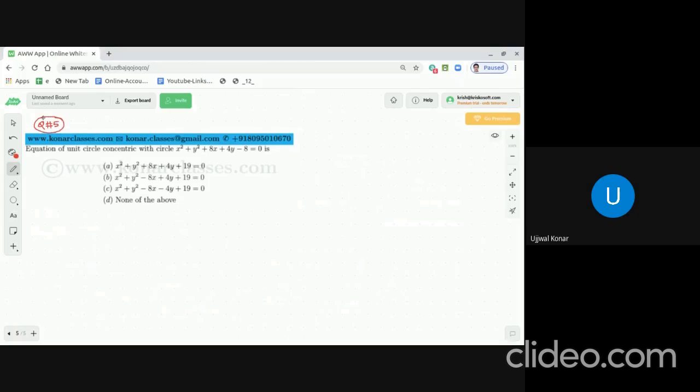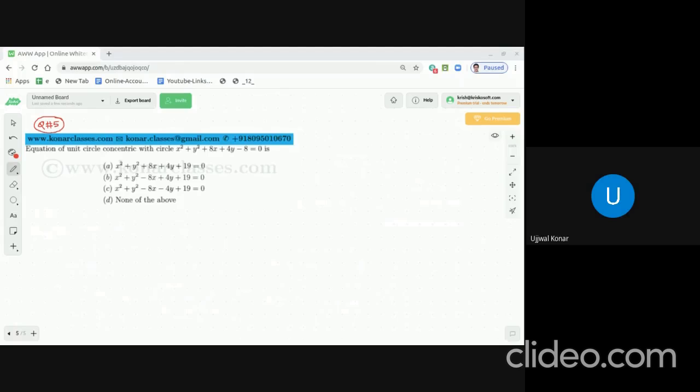If you see, dear students, the question is: the equation of the unit circle concentric to the circle given in this equation is what we need to find. Okay, so it is quite an easy, straightforward question. The only thing you may have a little doubt about is what is meant by the unit circle. Unit circles are those circles whose radius is 1 unit.